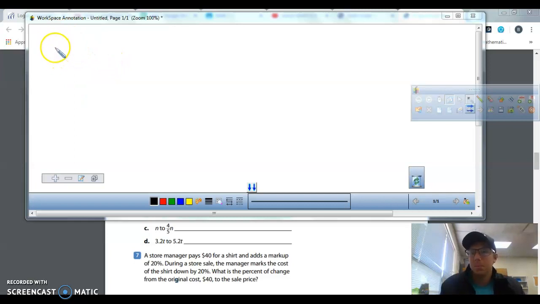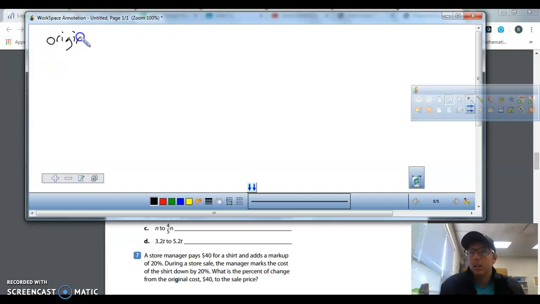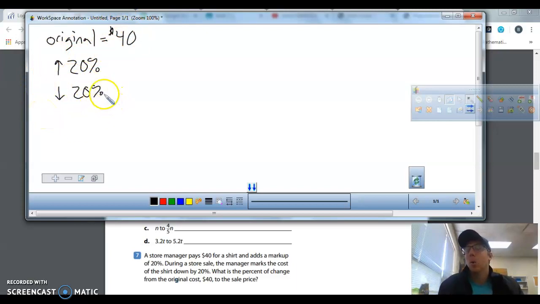So we already went over this in class, but I want you guys to see it again to make sure you understand. So first off, the original amount is $40. First thing they want to do, this store manager adds a markup. He increases the price by 20%. After that, he decreases the price by 20%. Now, it's not 20% of the original anymore because he already marked it up 20%. So this decrease of 20% is going to be actually more than 20% of the original. It's going to be 20% of the markup price. So we'll go into that in more detail here in a second.